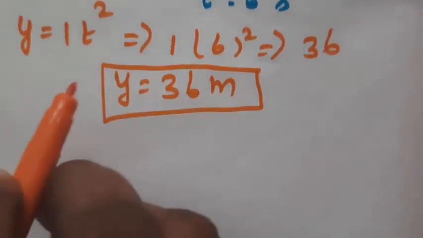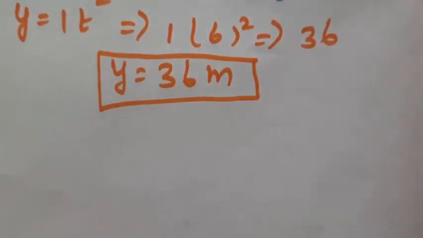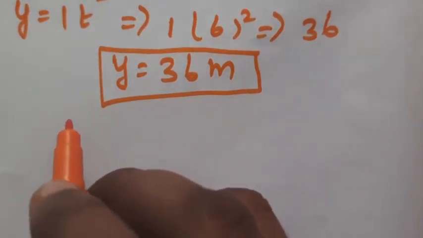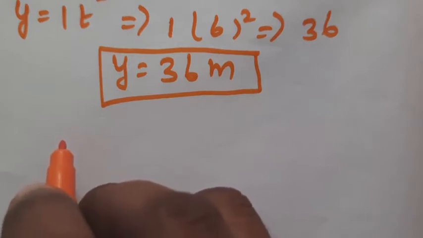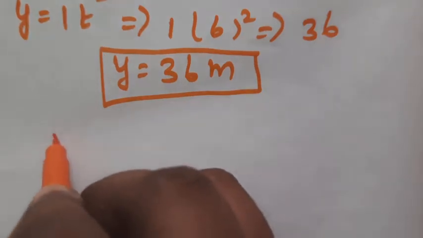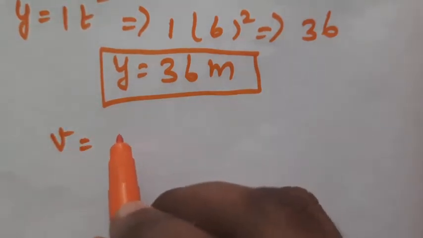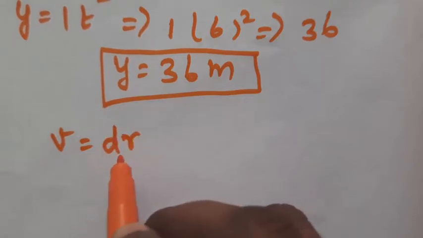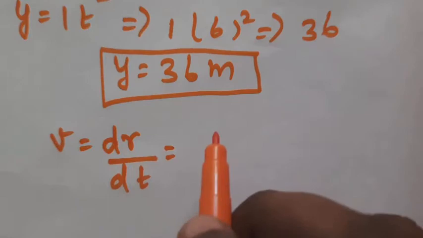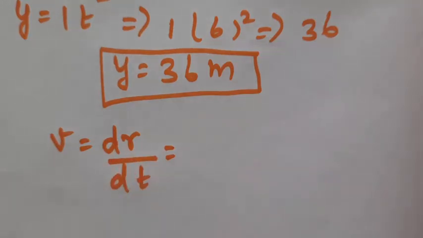And another question they are asking is the speed. How do we find the speed here? Speed is nothing but the modulus of v, the velocity. From that you can find the speed, the square root of the magnitudes. So first we have to find the velocity. Velocity is nothing but change in position by change in time, dr by dt.